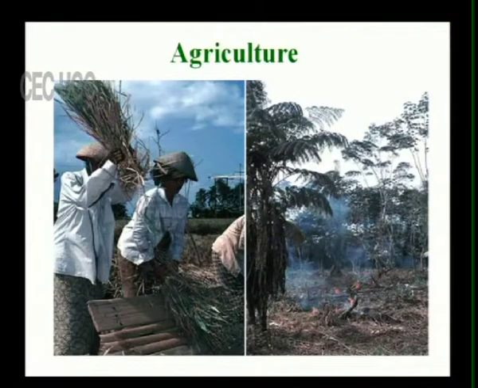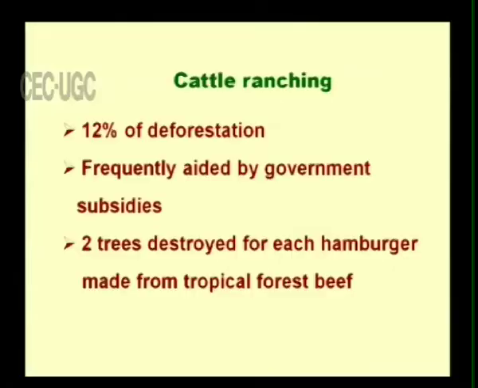And agriculture: as we have already told, a lot of forest coverage has been converted into agricultural land, and in the second diagram that we have, we are burning some forest also, and therefore that is affecting the soil and the atmosphere also.